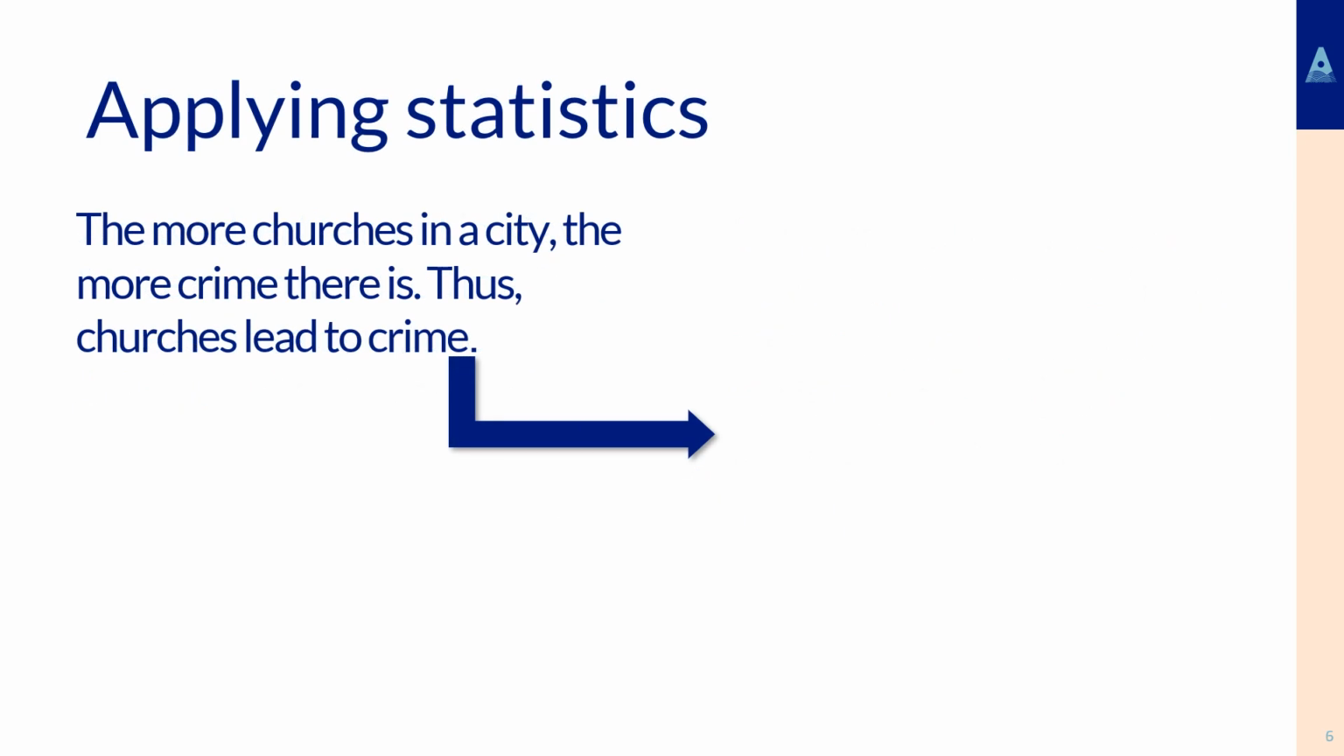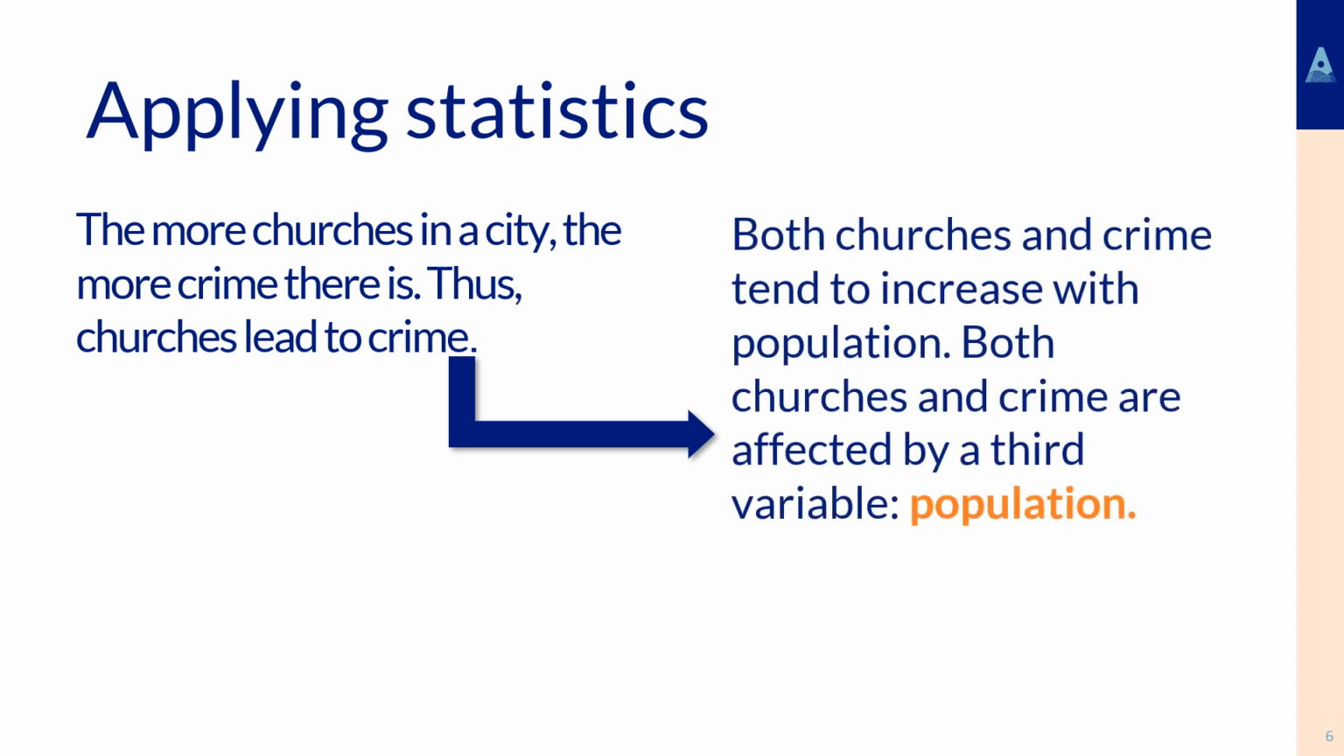Applying statistics. The more churches in a city, the more crime there is. Thus, churches lead to crime. But both churches and crime tend to increase with population. Both churches and crime are affected by that hidden third variable, population.